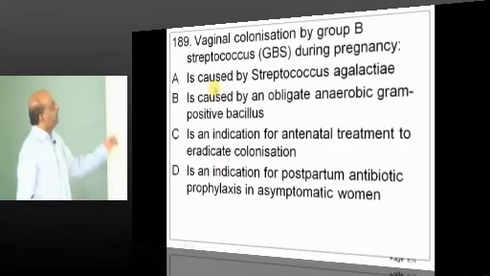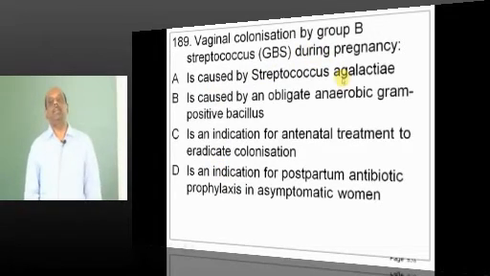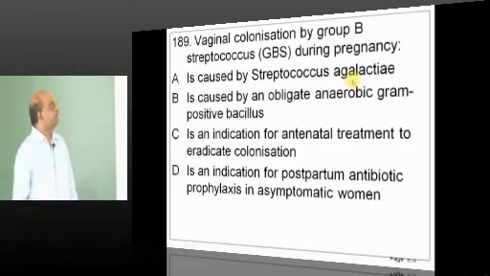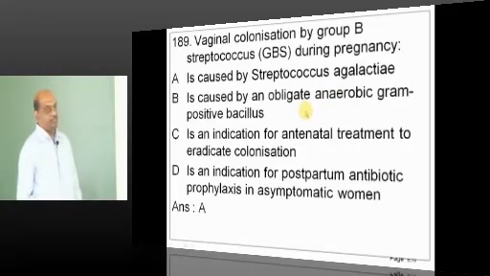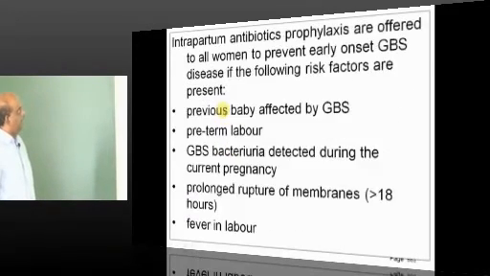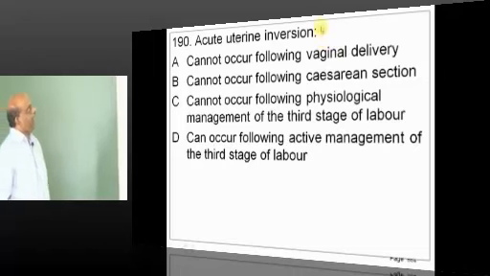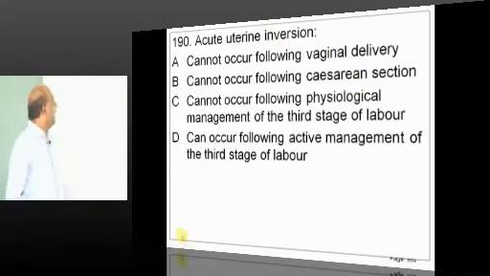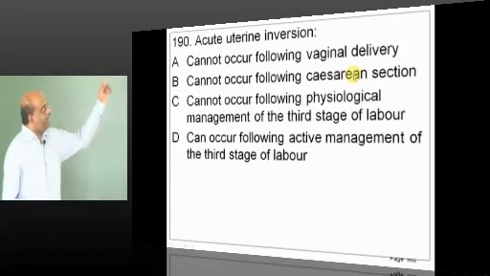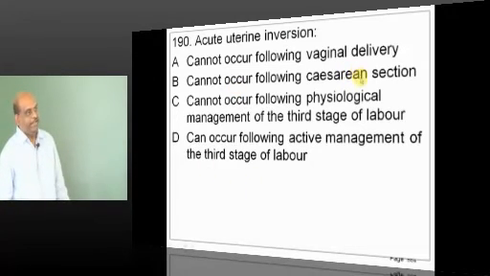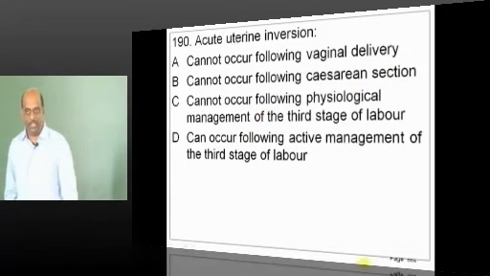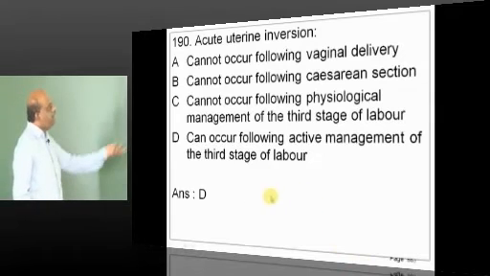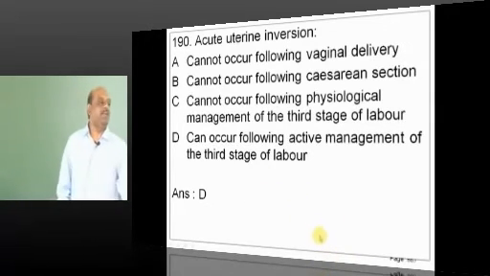Now, vaginal colonization by group B streptococcus during pregnancy. Agalactia. Then acute uterine inversion. D. Active management. It can occur following vaginal delivery. It can occur even following cesarean section. It can occur following physiological management of the third stage of labor, which needs to be remembered. And it can occur even with active management of labor.